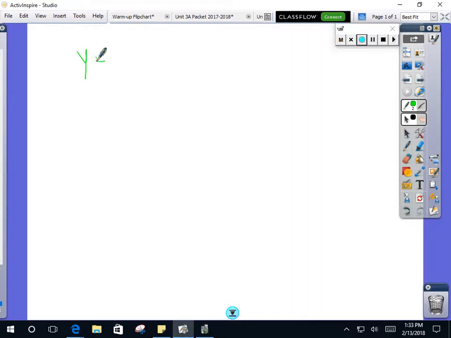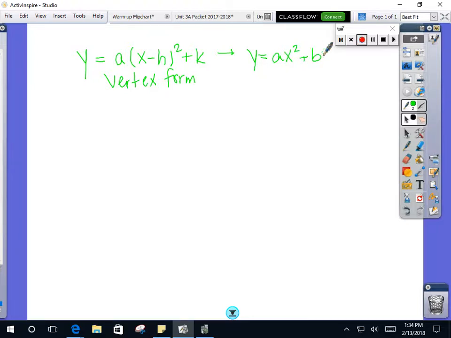Y equals a times (x minus h) squared plus k. Don't write this, just watch. That is called vertex form. The reason it's called vertex form is because when you look at that, you're able to easily identify the vertex. The vertex is the h and the k value. Now, y equals ax squared plus bx plus c is standard form.